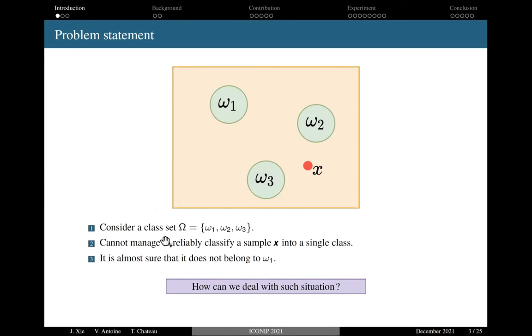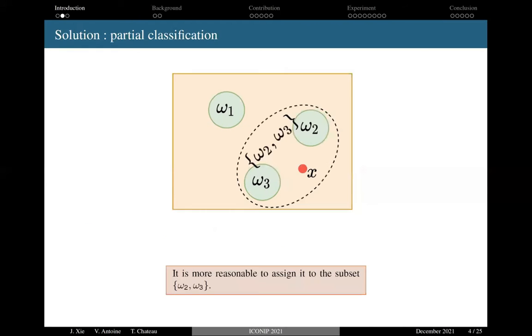What's the problem? Suppose we have three classes and a sample. As we can see, we can't manage to reliably classify it into a single class, but it's almost sure that it doesn't belong to first class. So how can we deal with such a situation? The solution is partial classification. It's more reasonable to assign it to the subset composed of second and third class.